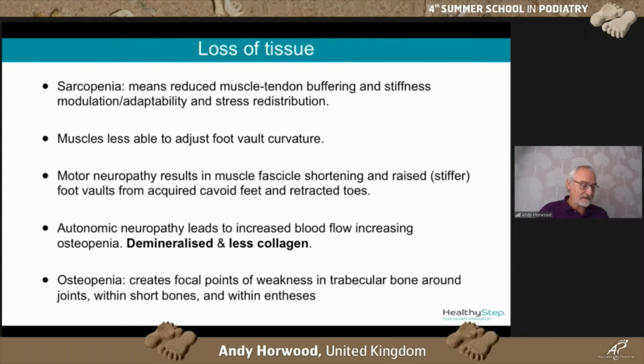Now, diabetics also have another problem in that diabetes is a disease of accelerated aging. So rates of sarcopenia or muscle loss are high, leading to muscles that are less able to buffer impact energy or adjust the foot's stiffness adaptability by controlling changes in the foot's vault profile or arch profile. Motor neuropathy leads to muscle fascicle shortening, increasing the stiffness across the vault, often worsened by raising the vault higher under digital extension retraction as a result of the stiffened tendons.